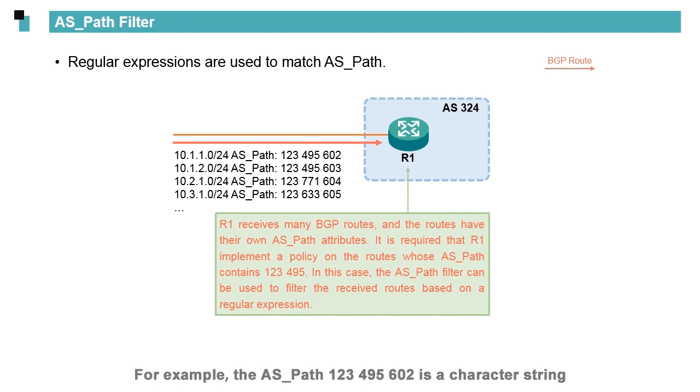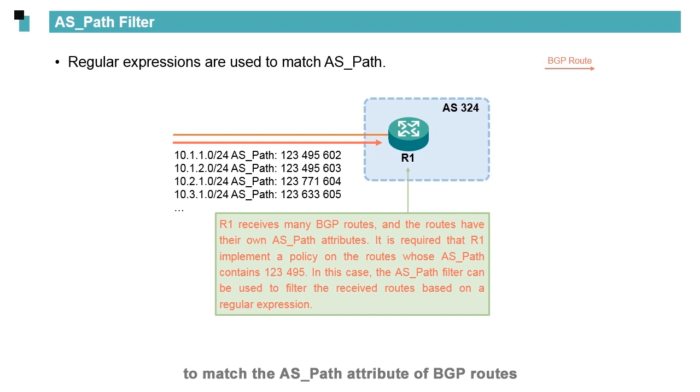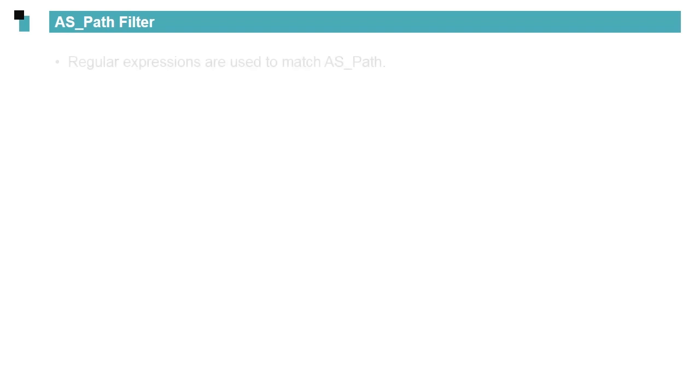For example, the AS path 123 495 602 is a character string separated by 2 spaces. You can run the as-path-filter command to configure an AS path filter and associate it with a regular expression to match the AS path attribute of BGP routes. Then the policy is implemented on the routes that match the AS path filter.